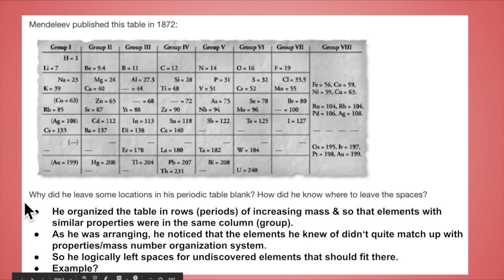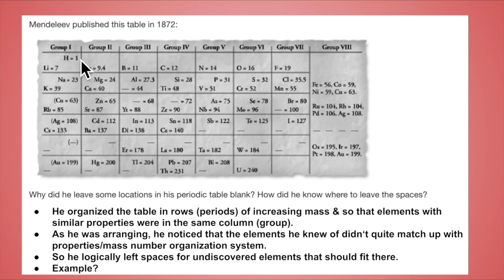So this question here, a lot of you missed it on the homework. Why did he leave some locations in his periodic table blank? How did he know where to leave spaces? Well, essentially, to answer this question, we first need to know how he organized the table. Okay, so he organized his table by increasing mass, so the mass of the atoms themselves.